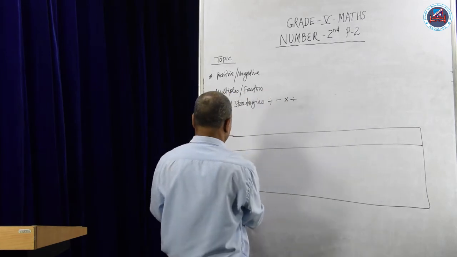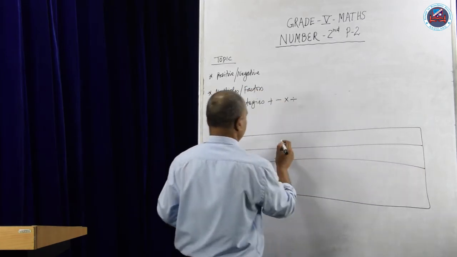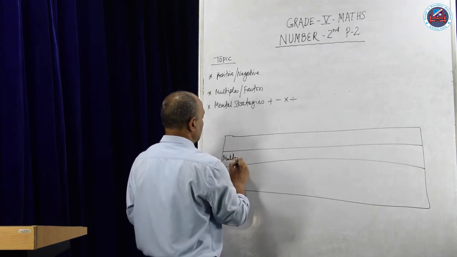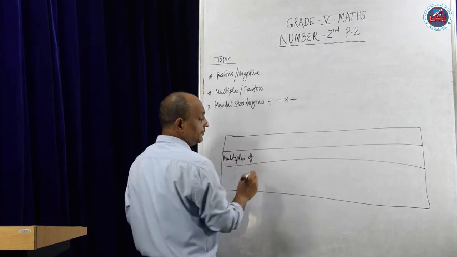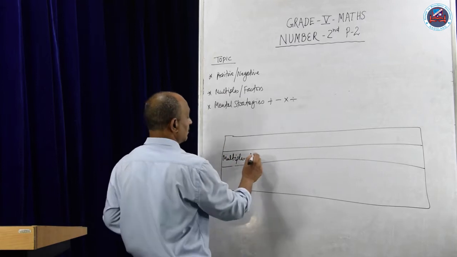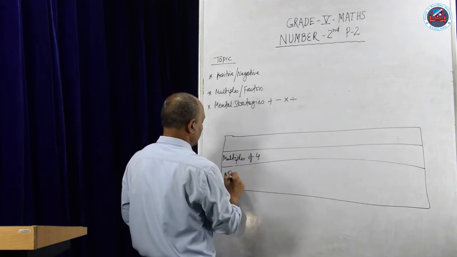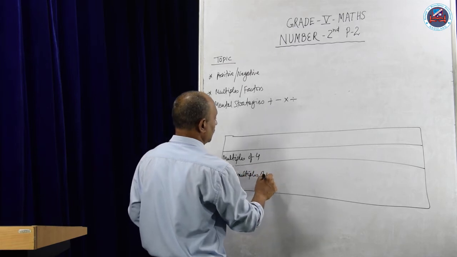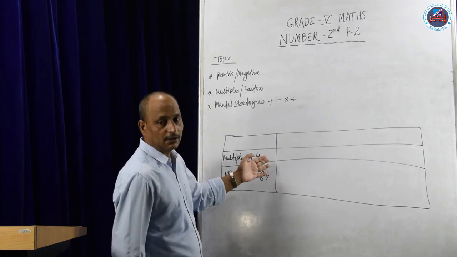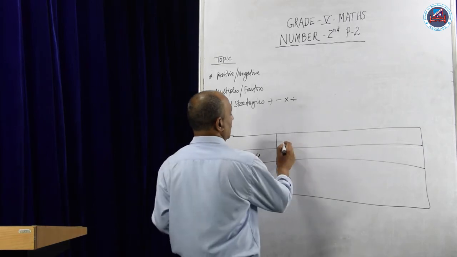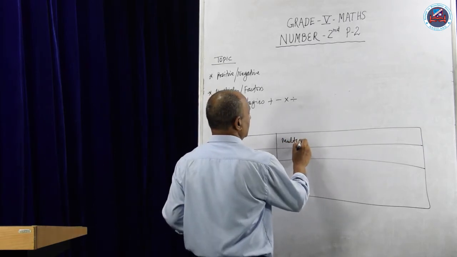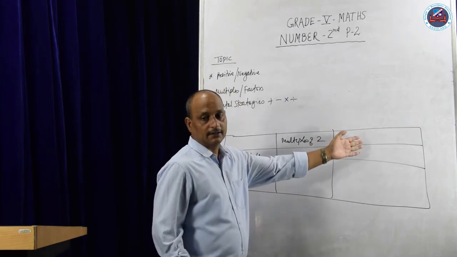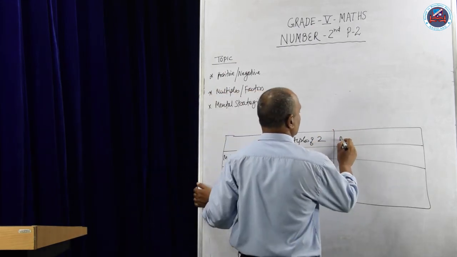Let us divide this into 3 columns. Here we'll write, suppose, multiples of 4, and here not multiples of 4. Multiples of 4, not multiples of 4. And here multiples of 2, and here not multiples of 2.